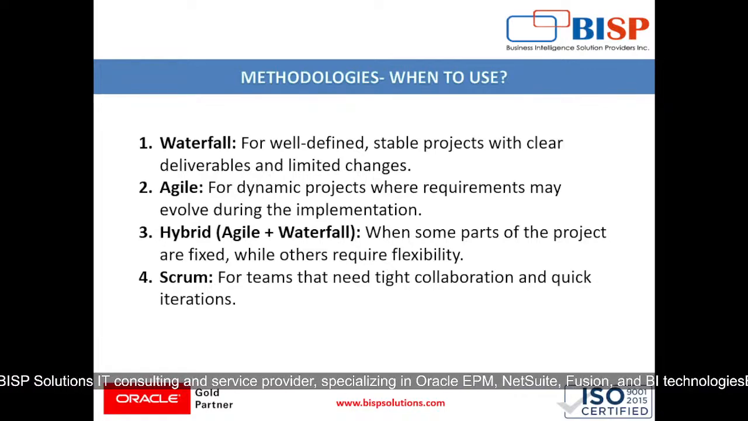Waterfall is for well-defined, stable projects with clear deliverables and limited changes. Agile is for dynamic projects where requirements may evolve during the implementation. Hybrid, which includes agile plus waterfall, is where some parts of the project are fixed while others require flexibility. Then Scrum is for teams that need tight collaboration and quick iterations.